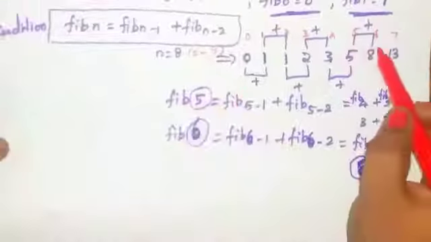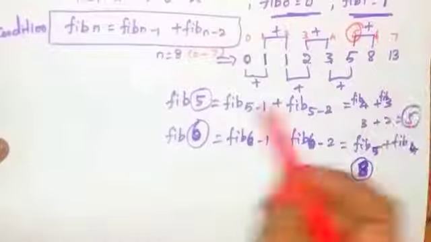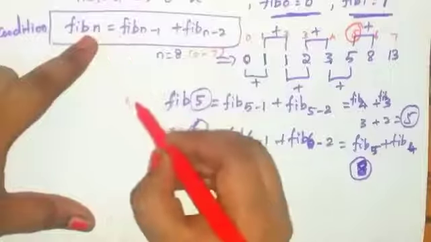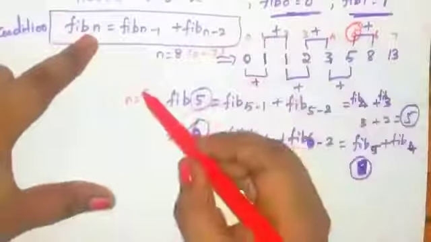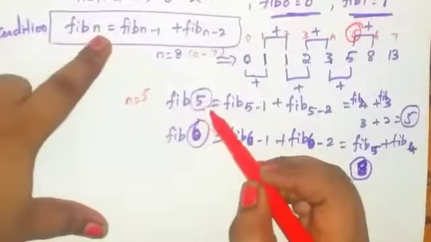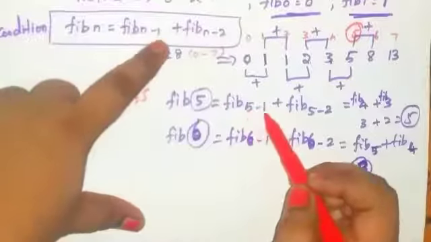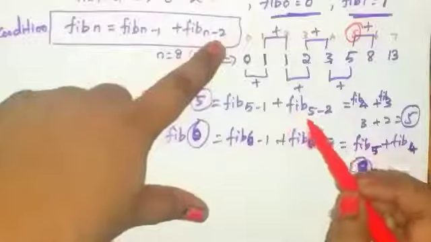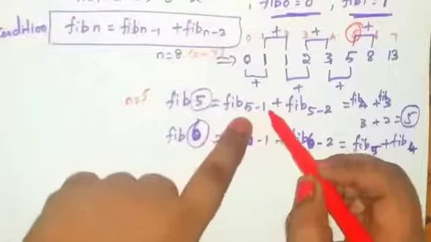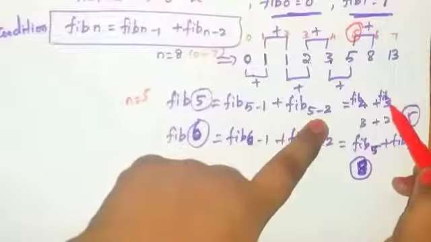Suppose you want to calculate the element at the 5th position. How will you write Fib n? N means the position, so n is equal to 5. So Fib 5 is equal to Fib n minus 1, which is 5 minus 1, plus Fib n minus 2, which is 5 minus 2. So Fib 5 minus 1 means Fib 4, plus Fib 5 minus 2, Fib 3.